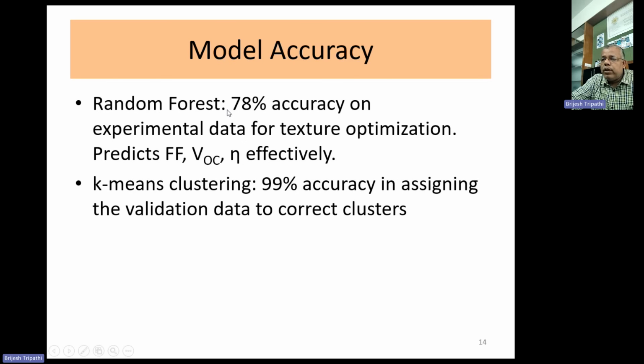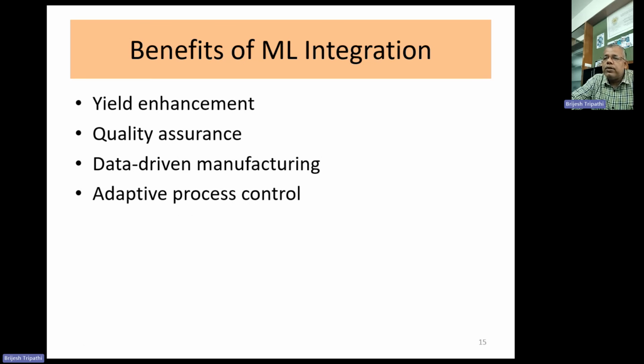So random forest model has provided 78% accuracy on the experimental data for texture optimization. This work was for the pyramid texture on the surface of the wafers, and k-means clustering was used for the correlation between incoming wafer parameters and the final performance of the solar cells, and in this case 99% accuracy was achieved.